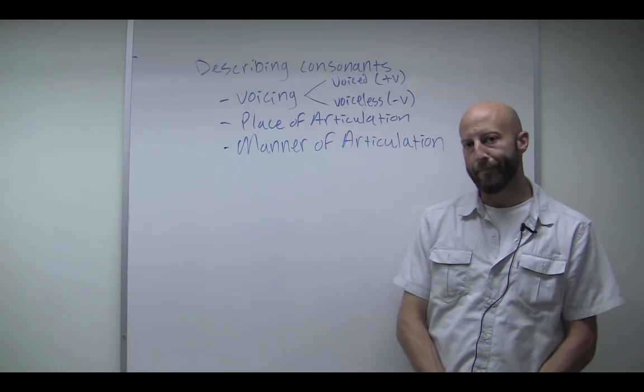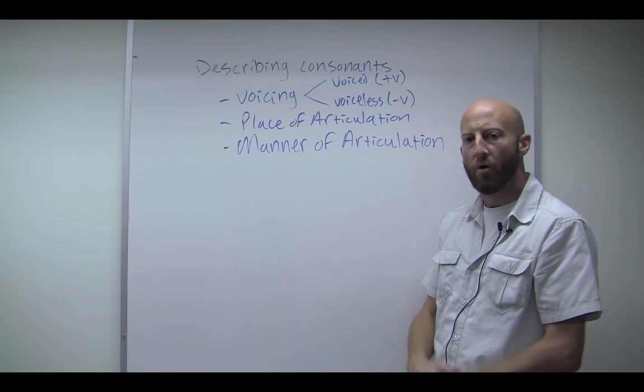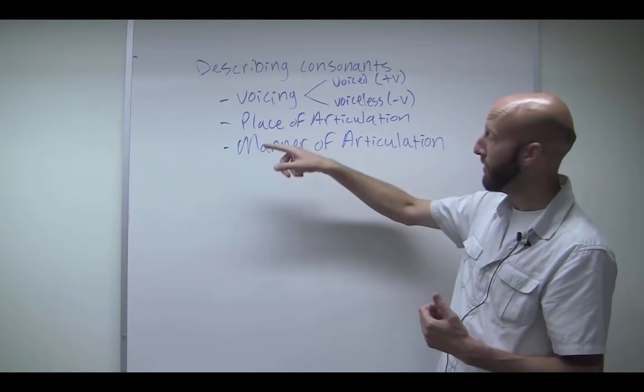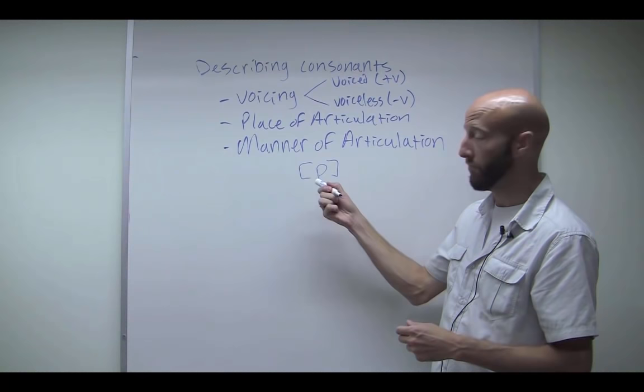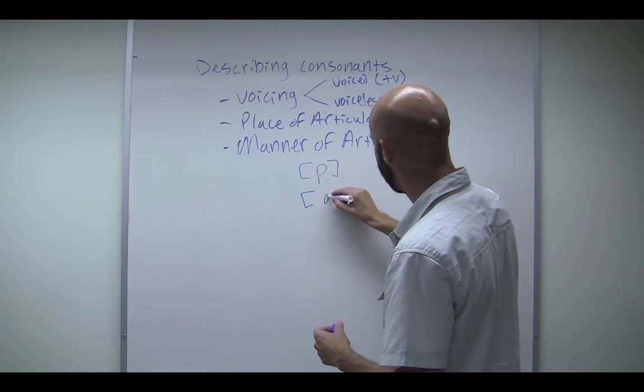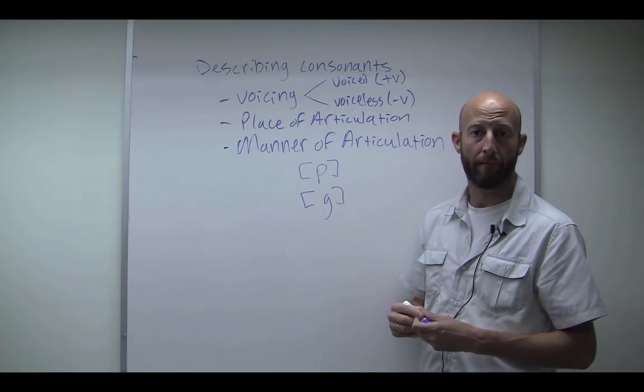Okay. So, we've covered these three criteria when linguists are describing consonant sounds. And when linguists do talk about consonant sounds, they talk about them in this order. First voicing, then place, and then manner of articulation. So, for example, this sound, p, is a voiceless bilabial stop. Whereas this is a voiced velar stop. So in that order is always how linguists describe consonant sounds.